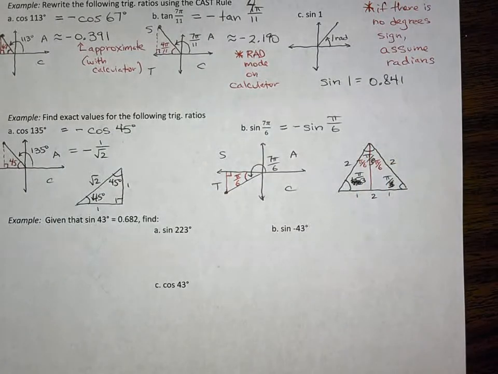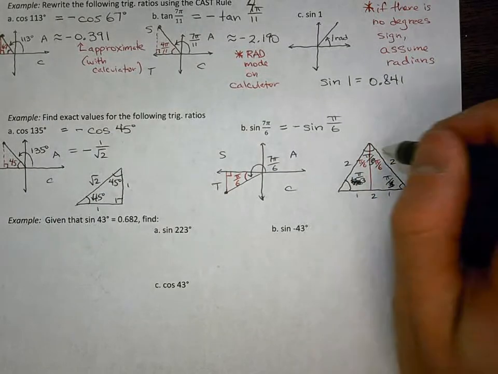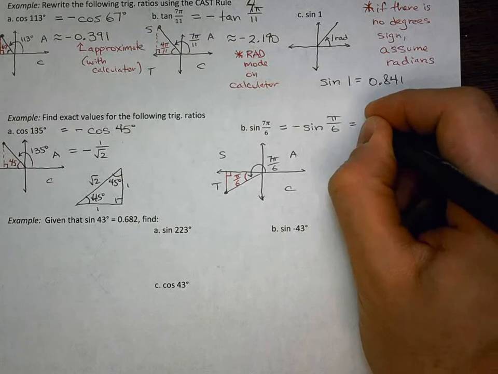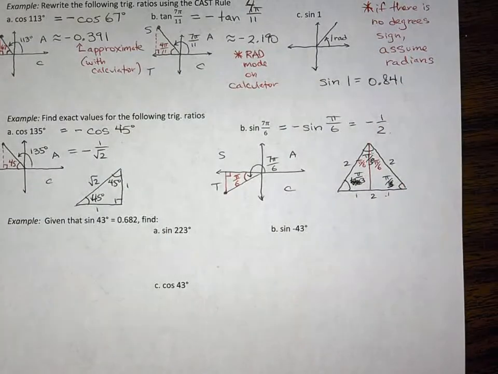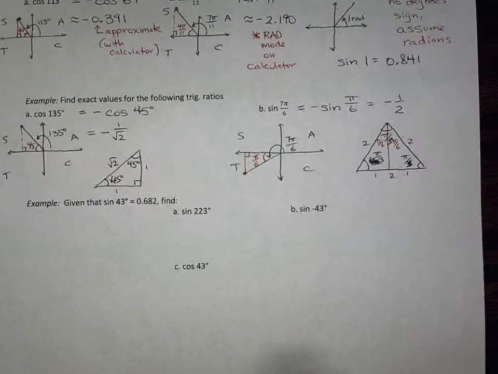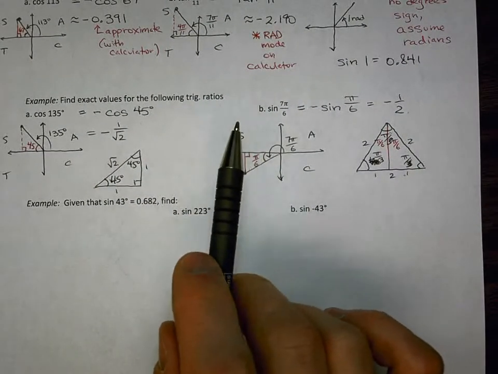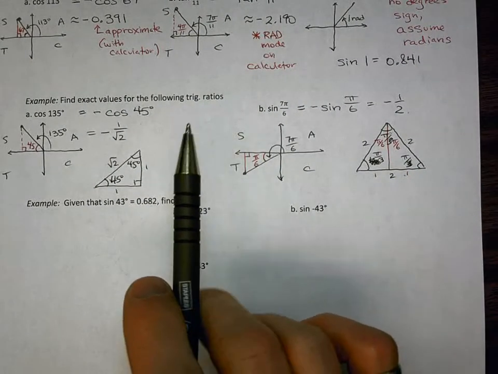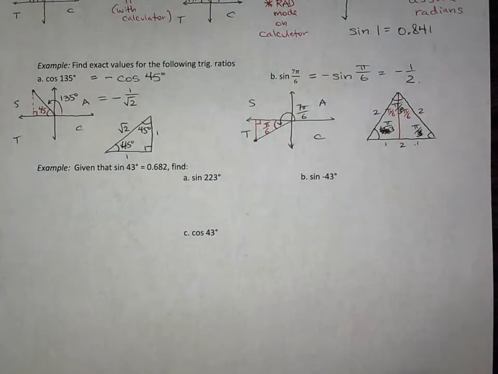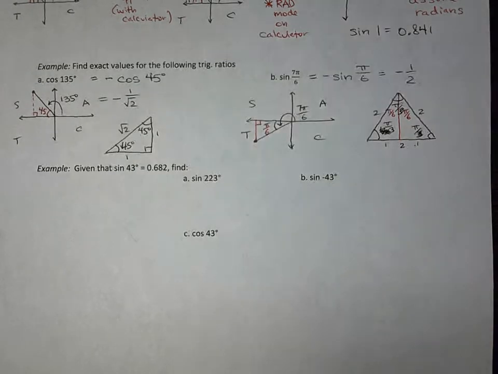Okay, and so now if you want to know what sine pi by 6 is, you would start with pi by 6. You'd look opposite 1 over hypotenuse, which is 2. So you'd have negative 1 over 2. So you can see how you can figure the trig ratio out for a lot of these special angles without using a calculator.